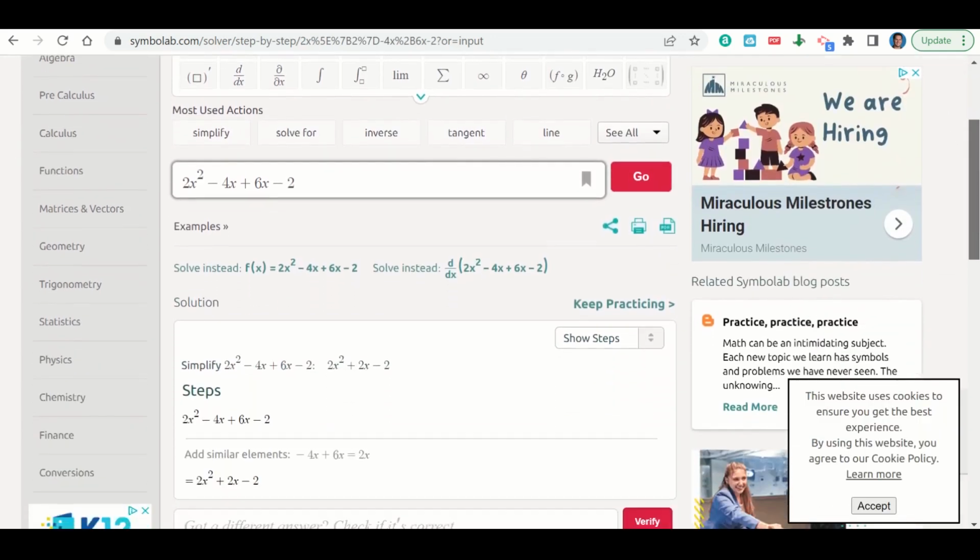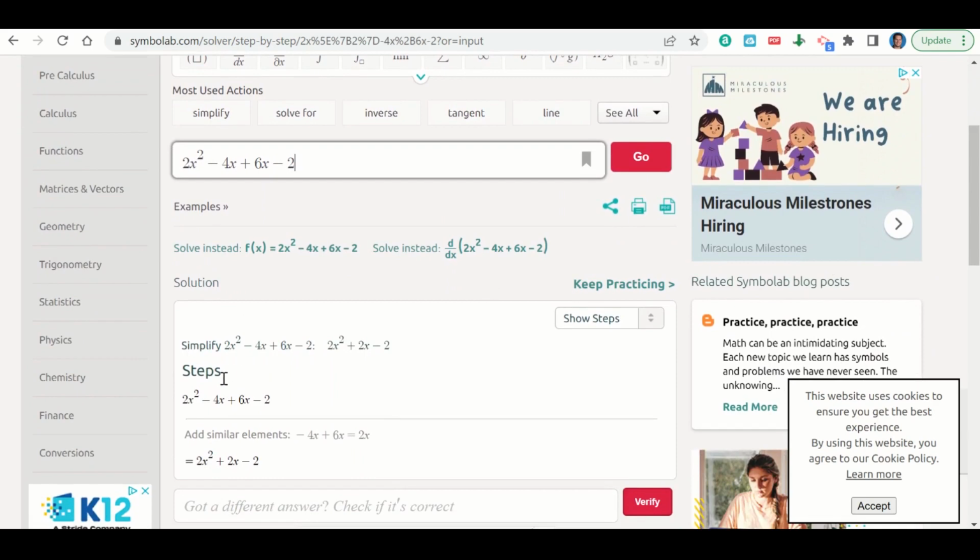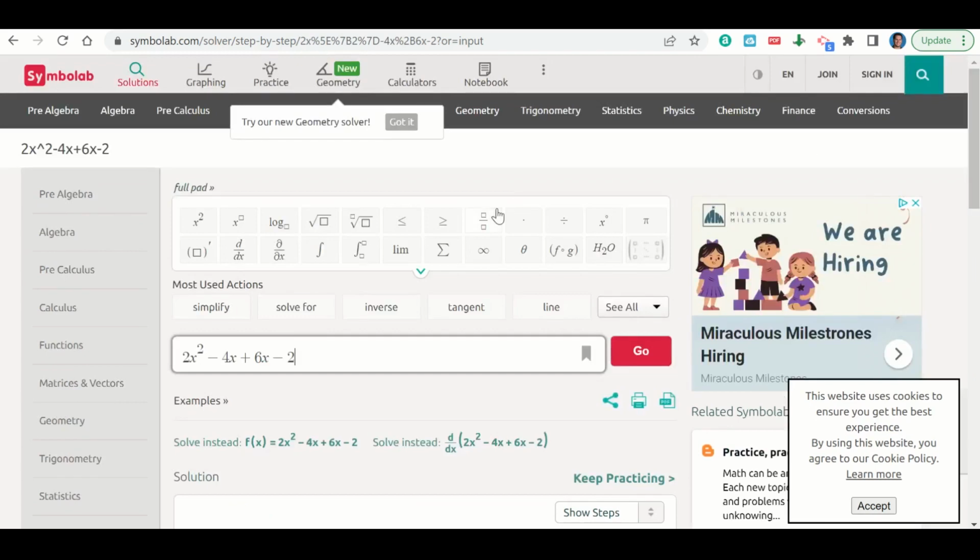Notice now if we scroll down, they combine the like terms here. We have 2x squared minus 4x plus 6x minus 2. It says add the similar elements, so it tells me which ones I'm going to combine. Negative 4x and 6x, and I get 2x. So it should end up being 2x squared plus 2x minus 2. That's how we can use Symbolab to check our work when combining like terms.